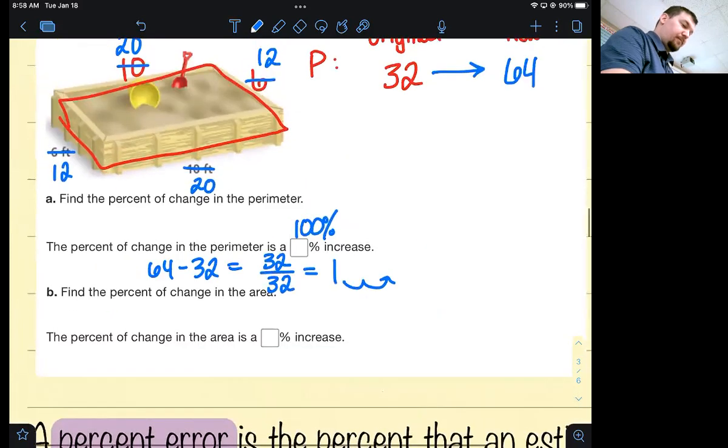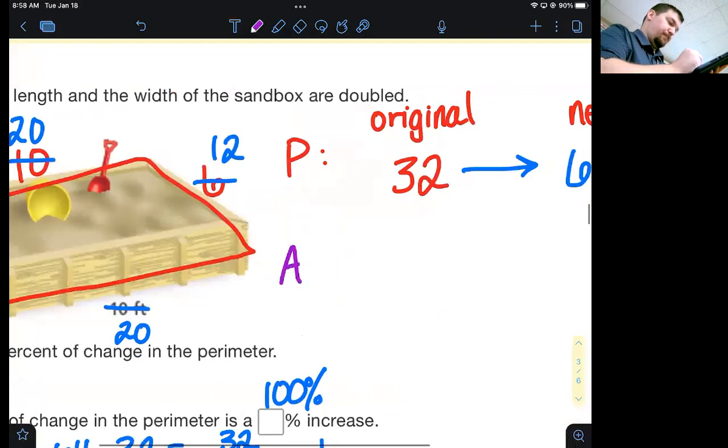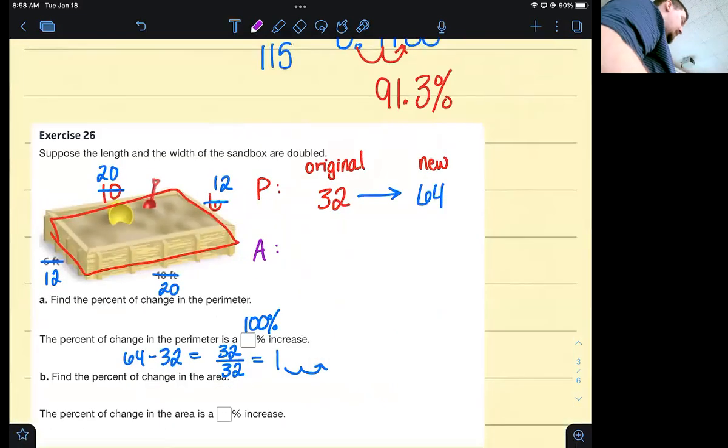Okay, part B. Now we're going to find the area. Lainey, can you tell me how to find the area of a rectangle? That's right, length times width. So our original area, Lainey, would be 6 times 10. What's 6 times 10? 60. Our original area is 60. Remember, we're going to double that. So the new area would be 20 times 12. What's that, Natalie? 240.